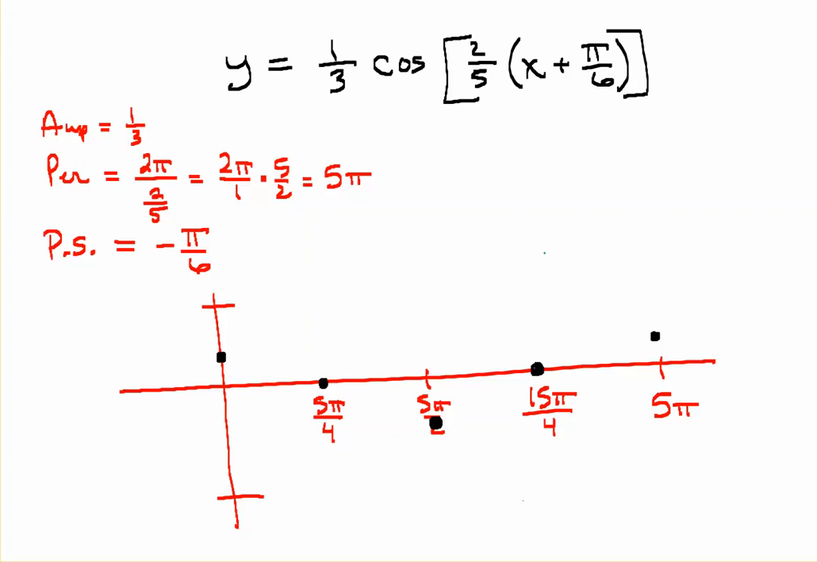Okay, now the phase shift. Phase shift just says we're going to have to scoot it back negative pi over 6. So this little black dot has to scoot back. This little dot of 5 pi over 4 has to scoot back. And so we put it like this.